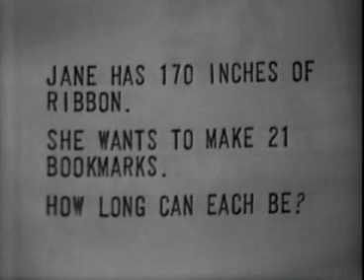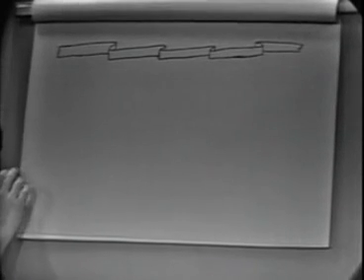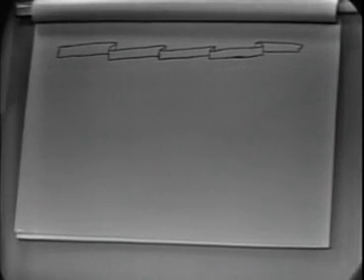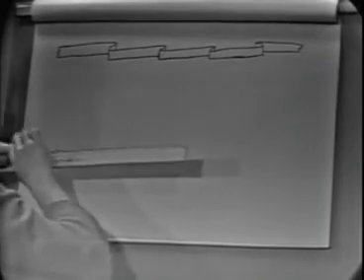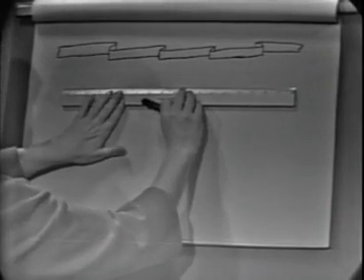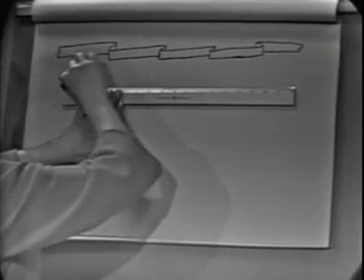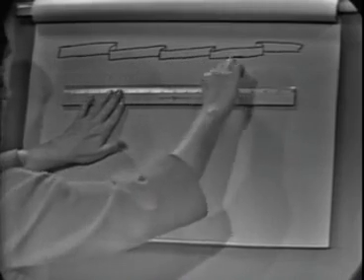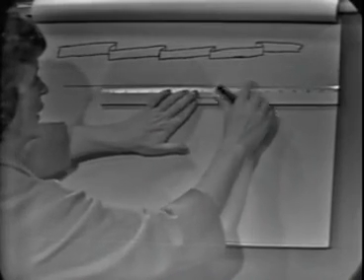But let's consider still another problem. Jane has 170 inches of ribbon. She wants to make 21 bookmarks. How long can each be? The physical situation is clear. Thinking of the mathematical situation, we associate that with a line segment. A line segment whose measure in inches is 170.